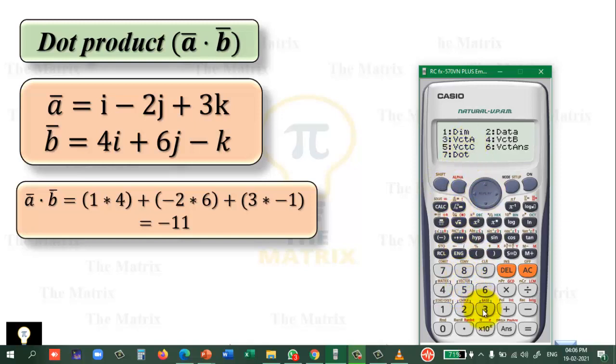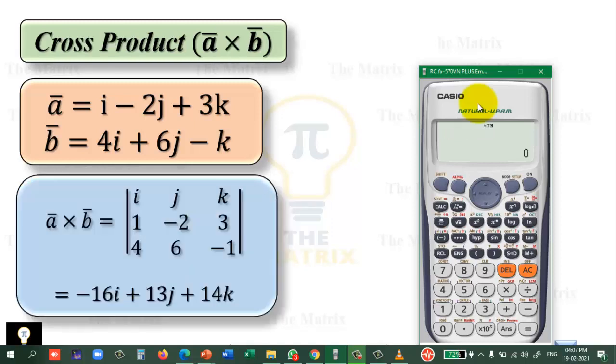So to find the dot product of these two vectors, we will have shift 5. We will select vector A by pressing 3. Then the operation on these vectors is dot product. So press shift then 5. You can see dot product is at 7. Press 7. So you can see dot over here. Then with which vector? Vector B. So select 4 for vector B. So it looks like vector A dot vector B. When you press equal to, we get minus 11, which is also available here. So this way, just by pressing two keys, we can have the dot product of two vectors easily.